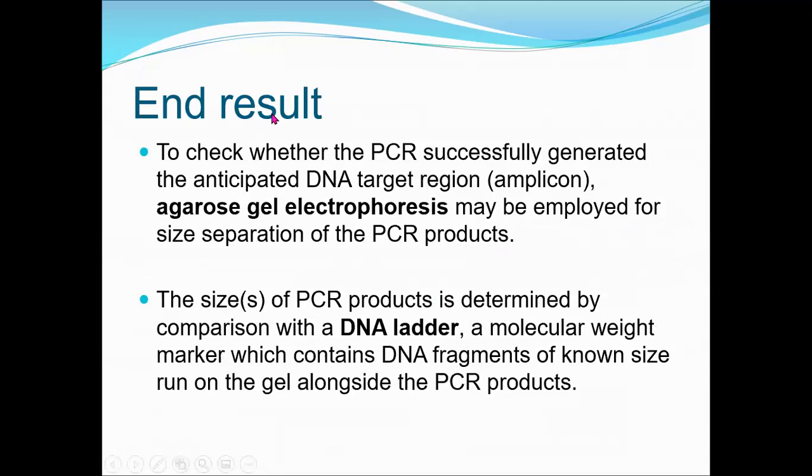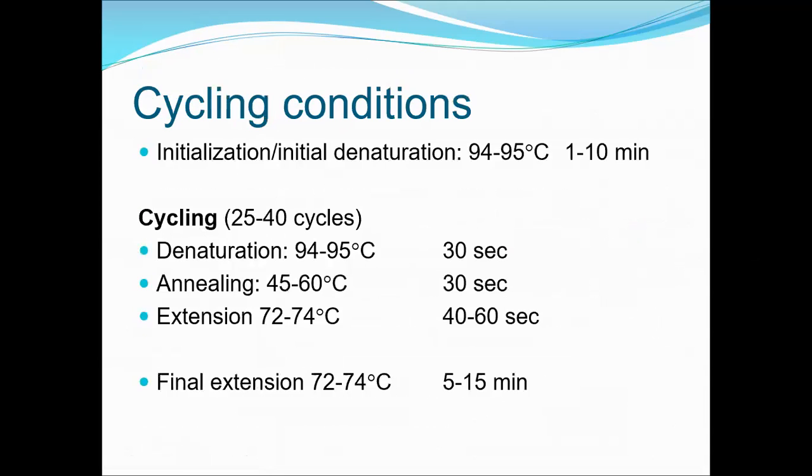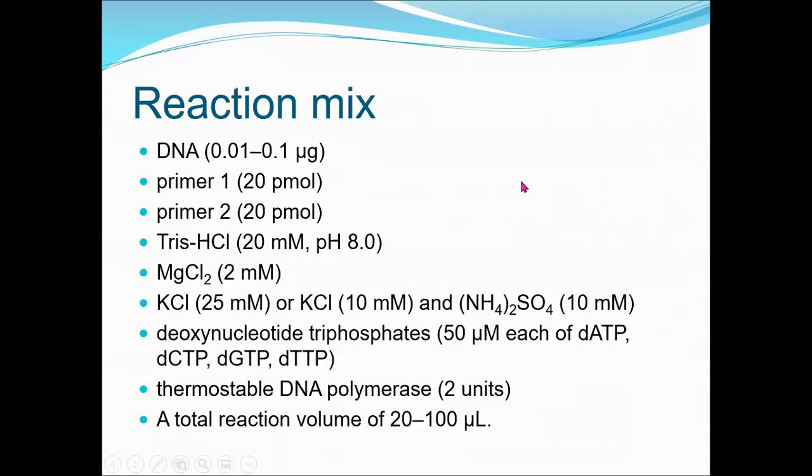The end result, we all know, can be checked by running an agarose gel electrophoresis, and with the help of the DNA ladder, which is a molecular weight marker, we get to know the size of the band. You have seen how to run the agarose gel. Now let us see what the components of PCR in the reaction mix are and their concentrations.